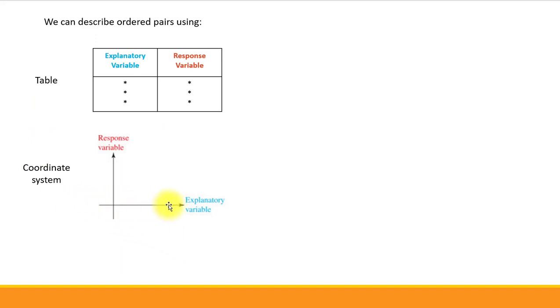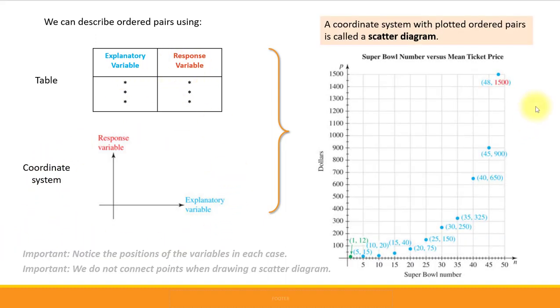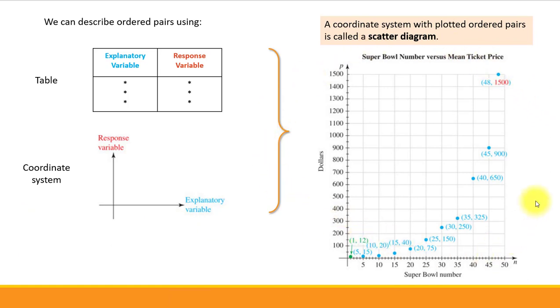The horizontal number line would be for the explanatory variable. Remember how in algebra it's called the x-axis. And the vertical number line will be for the response variable. This is identical to the y-axis in algebra. So if we take a coordinate system and plot the ordered pairs as points, we're going to obtain a graph that's called a scatter diagram, sometimes also called a scatter plot. So that's the graph that illustrates bivariate data.